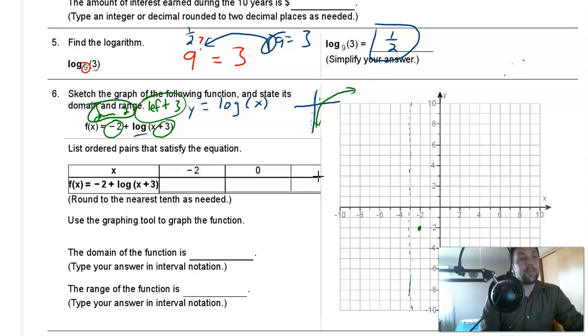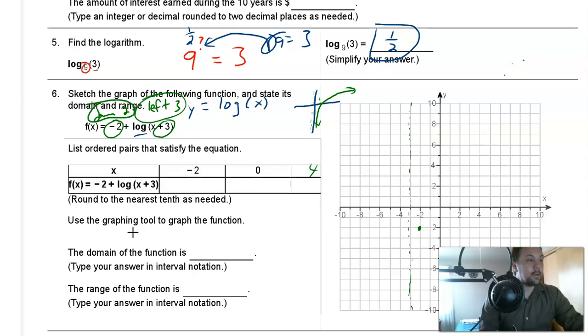If you want that one more point, you can pick any number you want as long as it's not less than -3. It can't be over here because the graph just doesn't exist over here. So pick any value of x that you want over here. Because it's base 10, you can plug it into your calculator. So just pick a number. I'll just pick -2, for example. Anything will work.